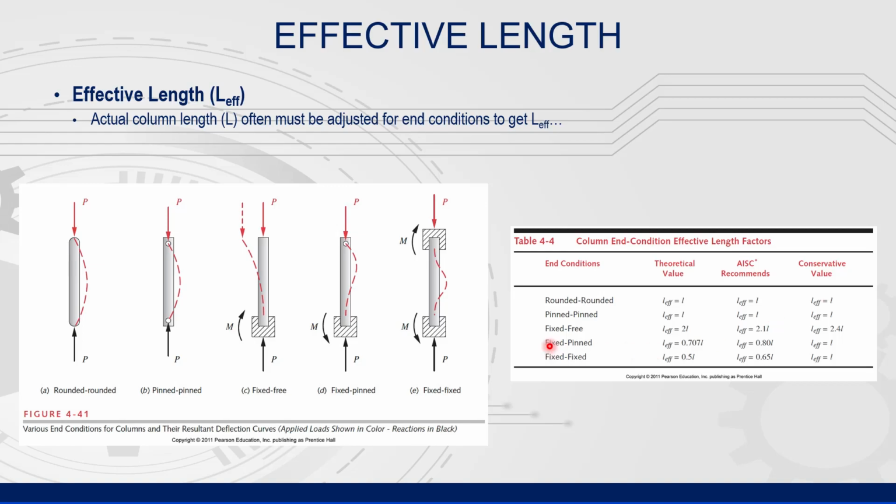The next one is a fixed free column where there is no support at the top, and the effective length is much longer. It's about 2.1. Fixed pinned or fixed fixed are much safer designs, and thus the effective length is reduced by either 0.8 or 0.65.